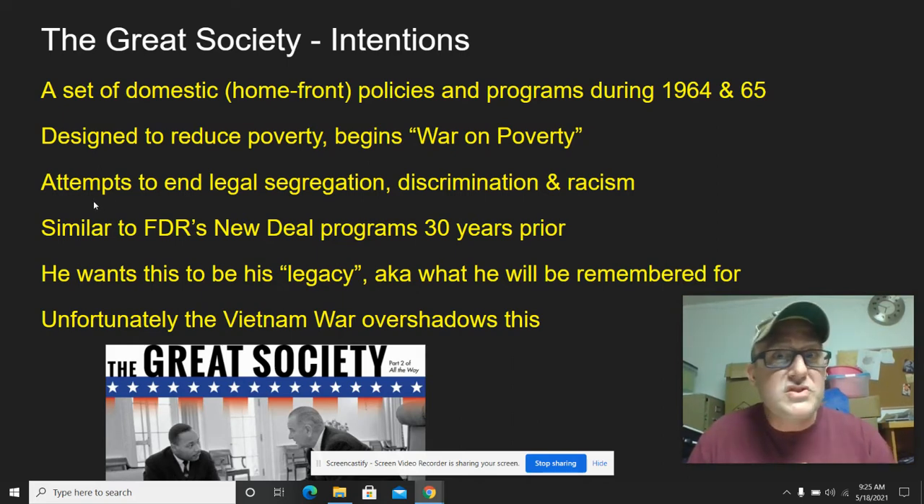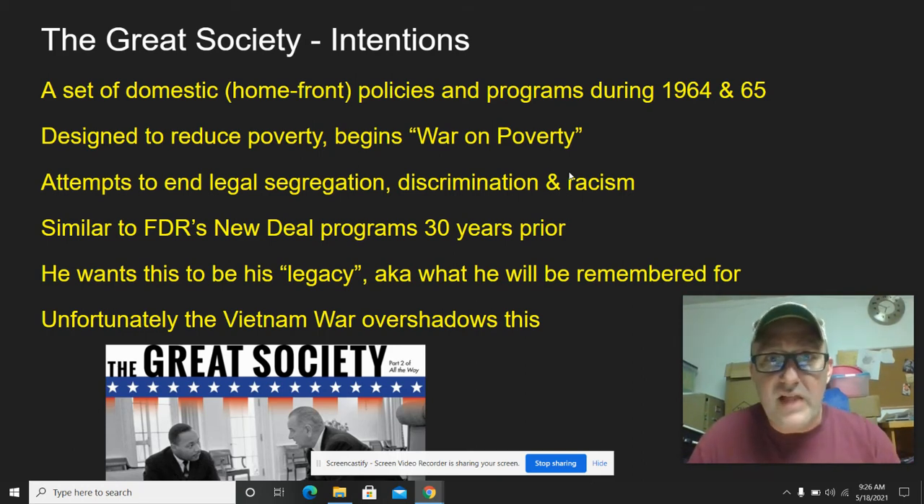Also, I think the most successful part of the Great Society reforms were his attempts to end legal segregation, discrimination, and racism. A lot of that happened in the southern states. So I think, and this is subjective, this is my opinion, a lot of the policies that tried to reduce poverty didn't work like they were intended to. But I think a lot of the laws and policies enacted against segregation and discrimination, especially in the southern states, were pretty darn effective and were a good thing.